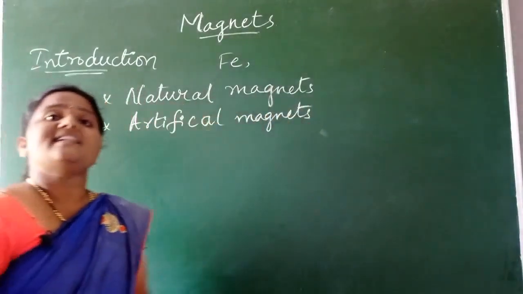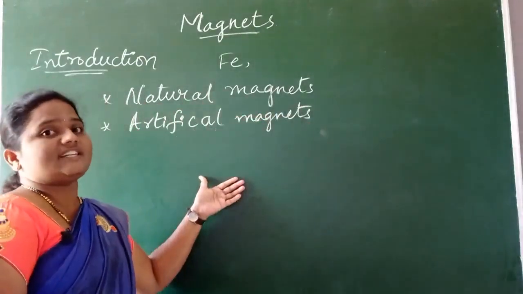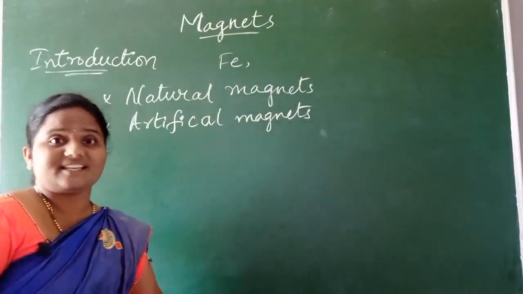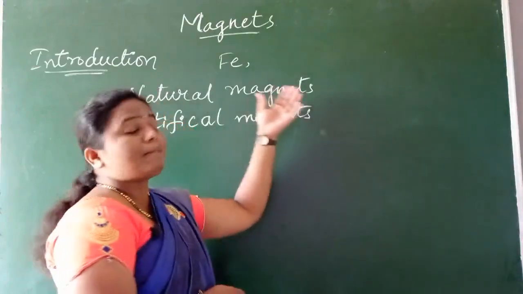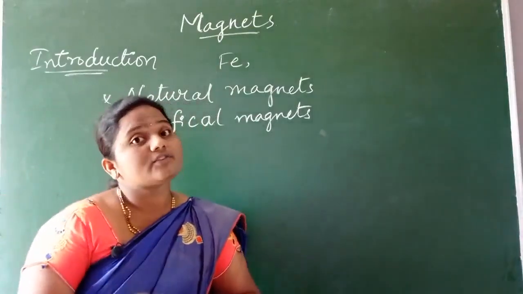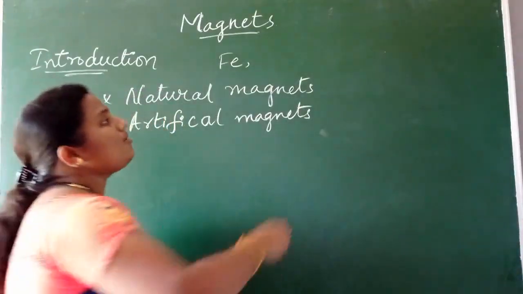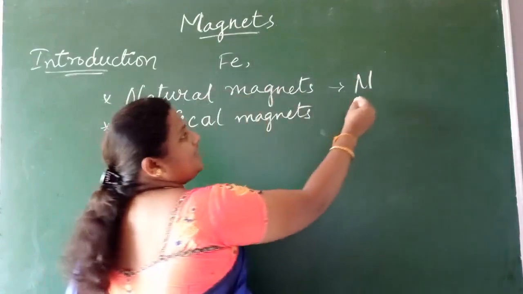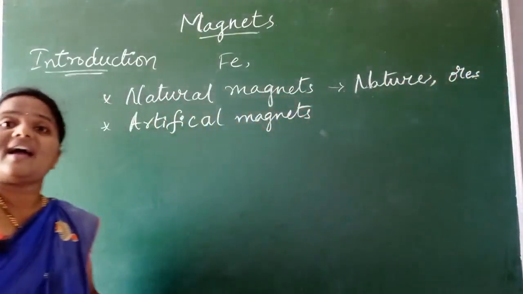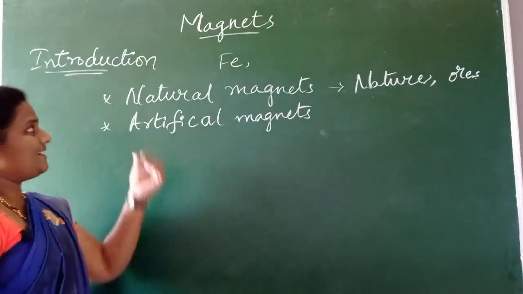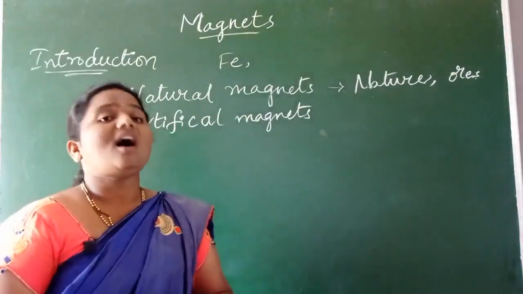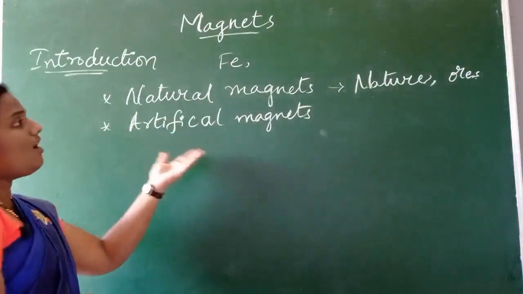So what are natural magnets? These are also a type of magnet, children, but they are available in nature itself. They are not made by anyone. Naturally occurring magnets are called natural magnets. You can ask, in what form are these natural magnets available on the earth? In the form of ores, children. For example, ores of iron. These are all naturally available magnets. The magnets which are easily available in nature in the form of ores are called natural magnets.